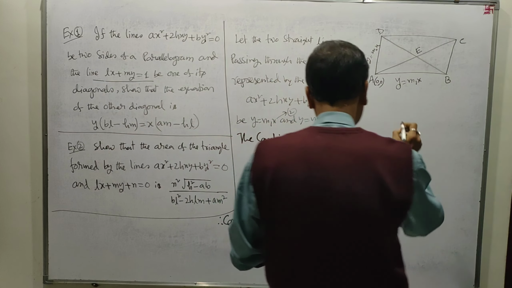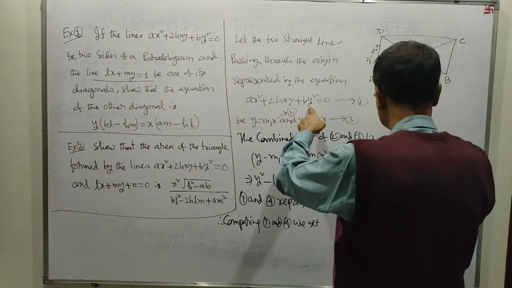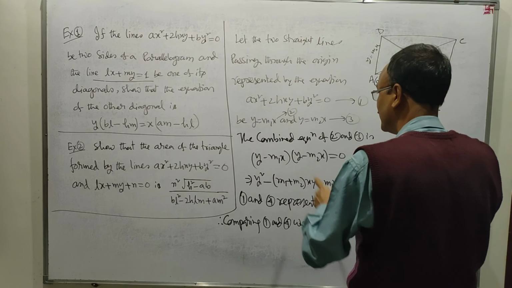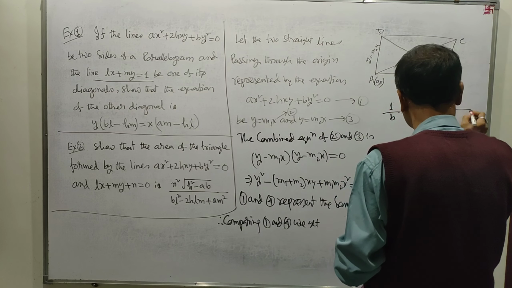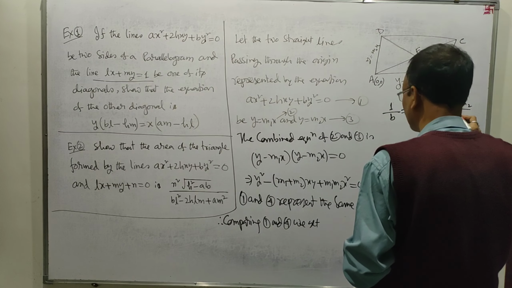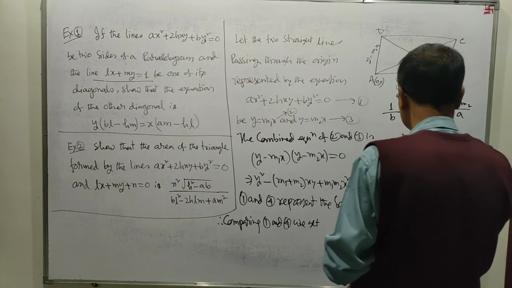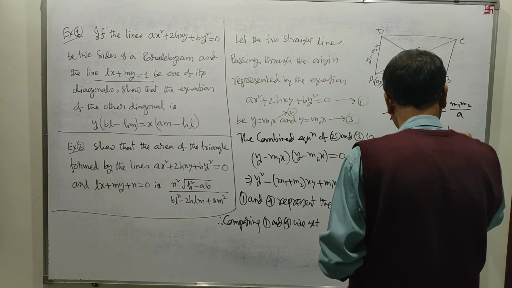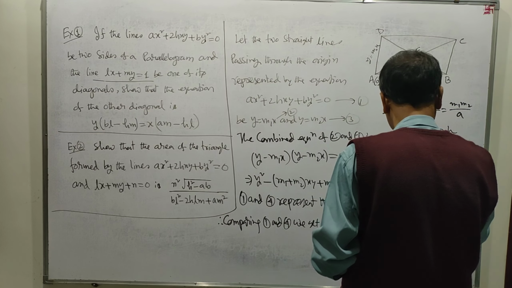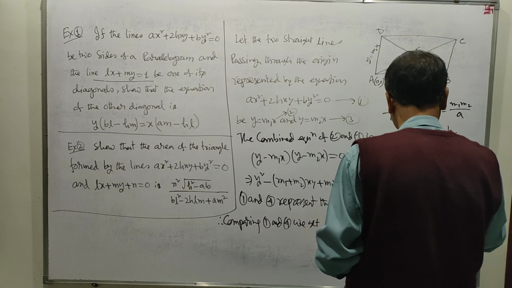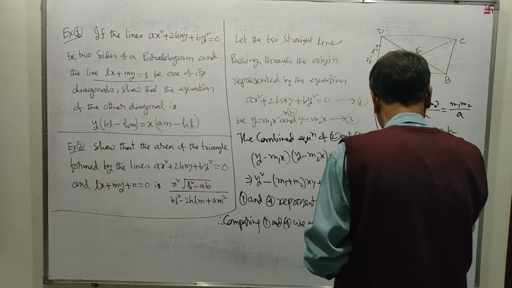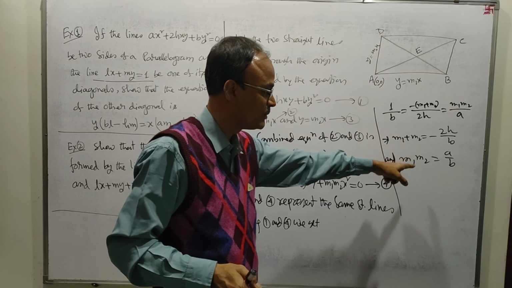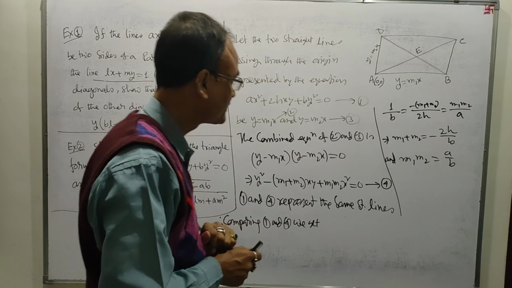If you compare 1 and 4, we get b equal to minus m1 plus m2 divided by twice h, equal to m1 into m2 divided by a. This means m1 plus m2 is equal to minus twice h by b, and m1 m2 is equal to a by b.